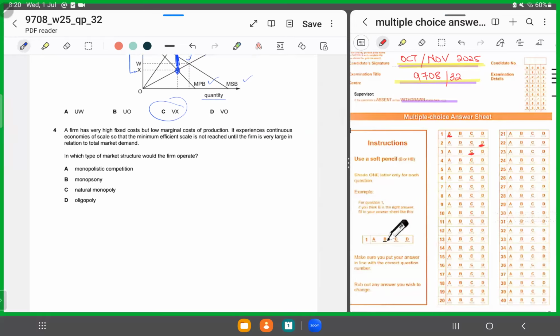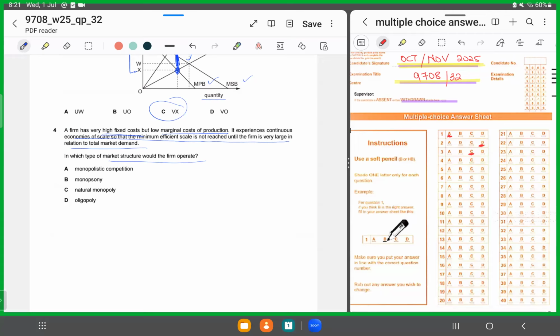MCQ number 4 says a firm has very high fixed costs but low marginal cost of production. It experiences continuous economies of scale so that the minimum efficient scale is not reached until the firm is very large. So although the fixed costs are high, the marginal cost of production is low, and until it reaches a very large size, it won't achieve economies of scale. The efficient scale will not be achieved. Now they're asking which type of structure matches this description: monopolistic competition, monopsony, natural monopoly, or oligopoly.